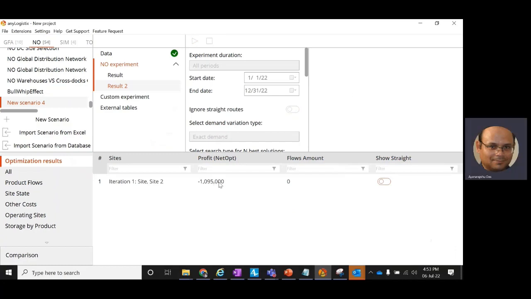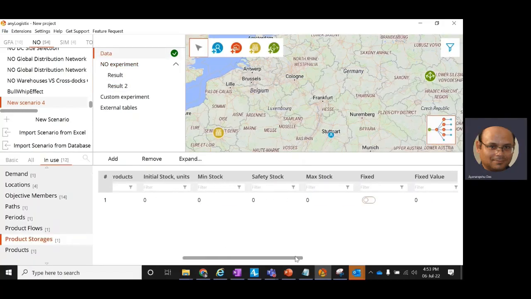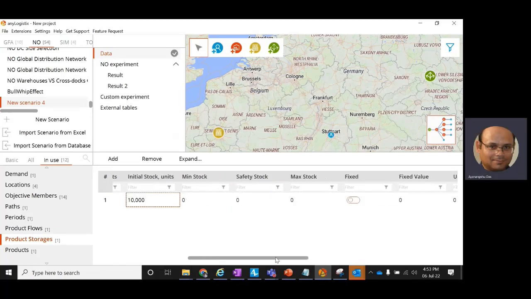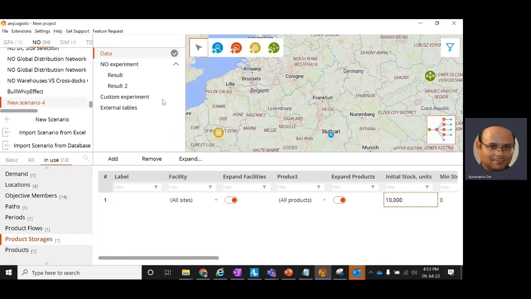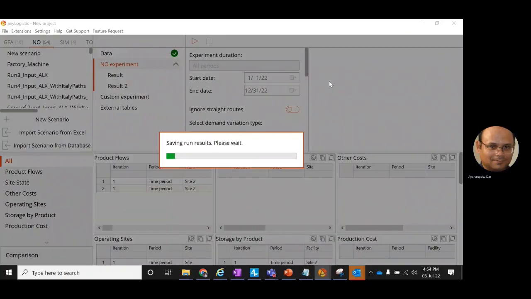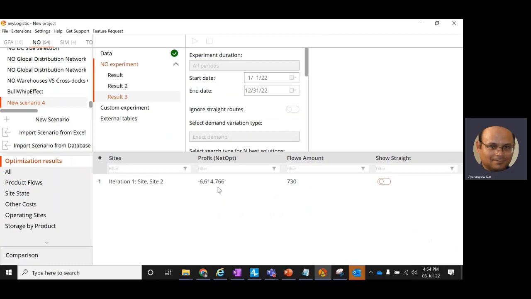Still, we see that there is no profit. There is no sales of any of the products, and the flow amount is zero within the supply chain. In the product storage table, we will keep some initial stock of any product or the products that are in use, so that there is some flow of products from any location. So here we see that there is a flow that has happened in the network.